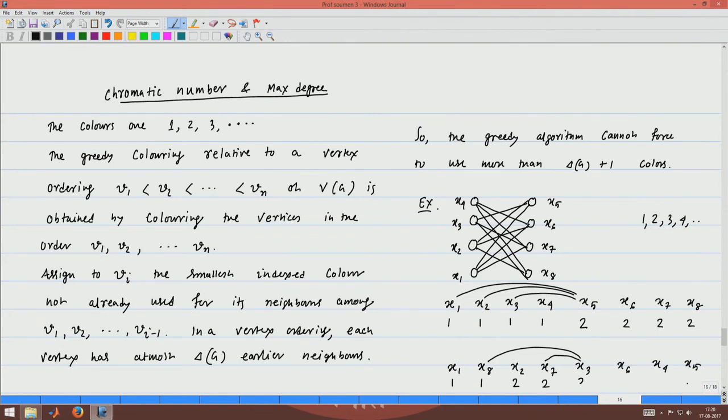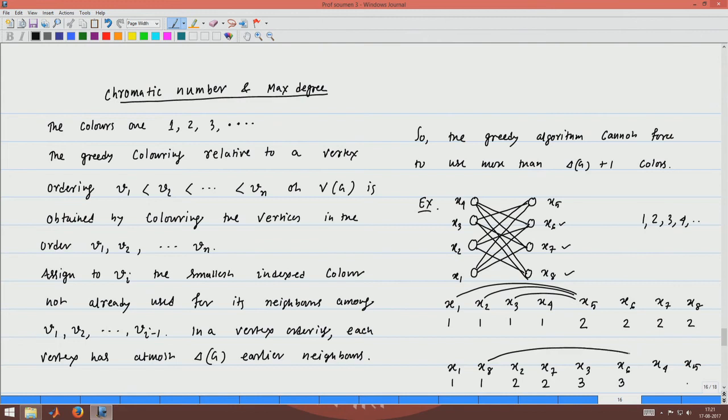So, x3 has to use the next smallest index color available. So, x3 will be colored with color 3, and similarly x6 has neighbor x2 and x1 on the left hand side, and they are colored 1 and 2. So, the smallest index color not used for its neighbor on the left hand side, that is 1, 2 are already used. So, you have to use color 3 for x6. Now, look at x4. x4 has neighbor x6, x7 and x8.